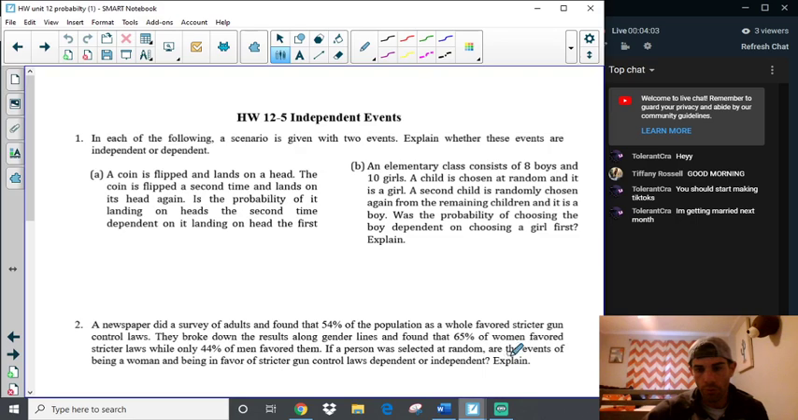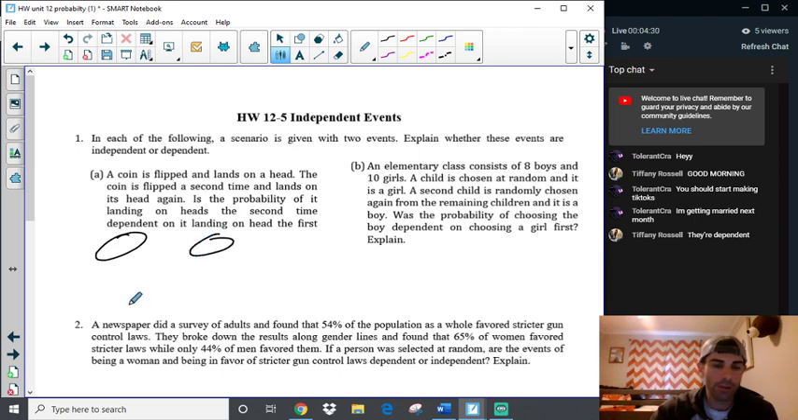So here I'll go through the homework. Okay, so question 1. A coin is flipped and lands on heads. The coin is flipped a second time and it lands on heads again. Is the probability of it landing on heads the second time dependent on it landing on heads the first? So you're basically going to flip a coin twice.